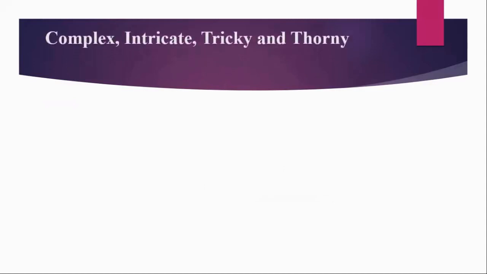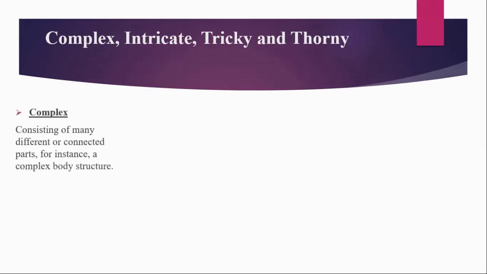That is complex, intricate, tricky, and thorny. So what do we actually imply when we use the word complex? Complex basically consists of many different or connected parts. For instance, we say a complex body structure. So the body is basically made of different and connected parts. This is the reason we say a complex body structure.